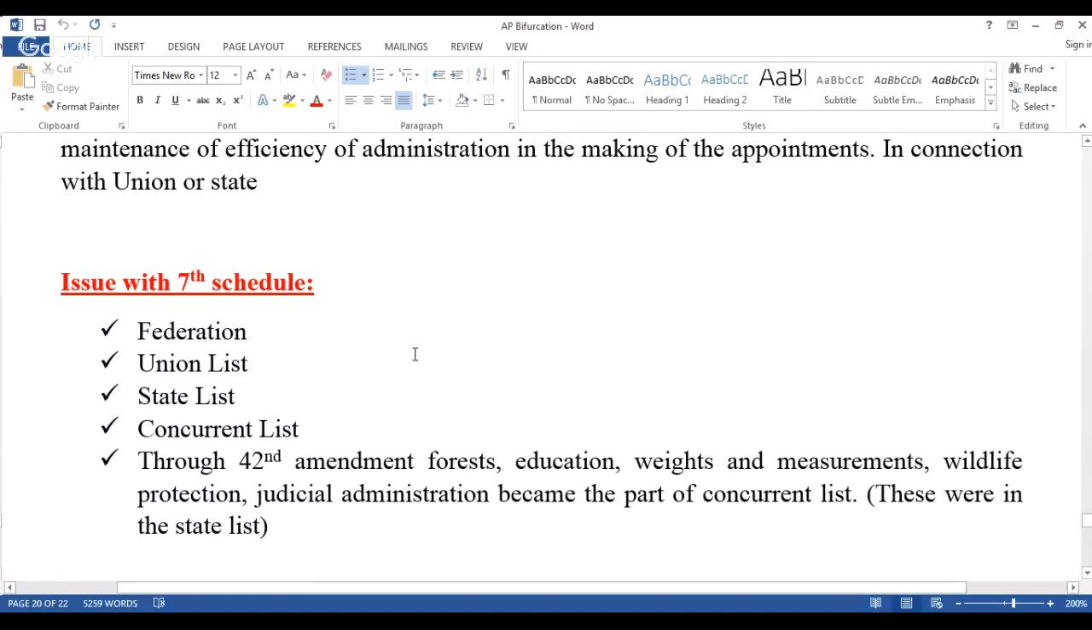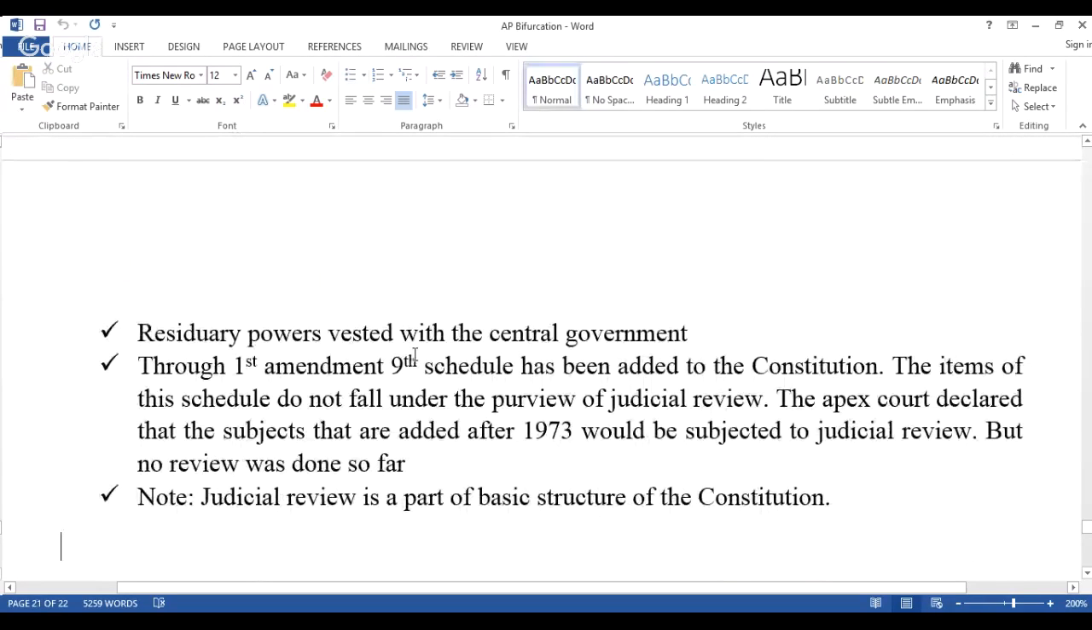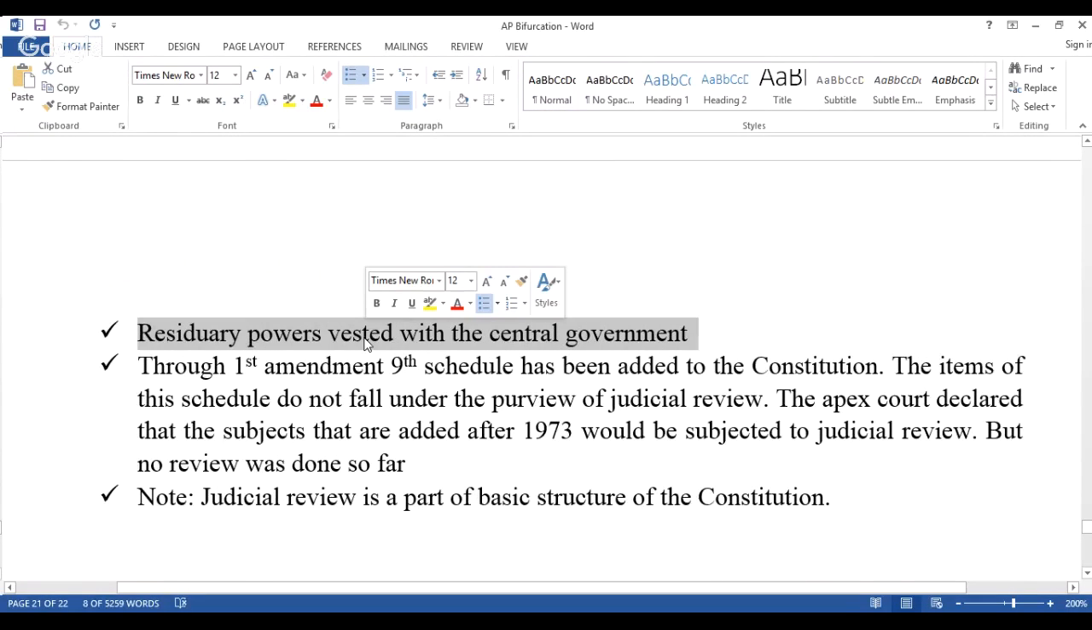Look at this. Under the seventh schedule, the concept of federation is reflected. You have union list, state list, and the concurrent list. Through the 42nd amendment, certain subjects that were in the state list have been pushed to the concurrent list so that the central government can also make laws. Subjects like forest, education, weights and measurements became part of the concurrent list. Originally, they were in the state list. Look at this. Residuary powers are vested with the central government. Just now I told you.